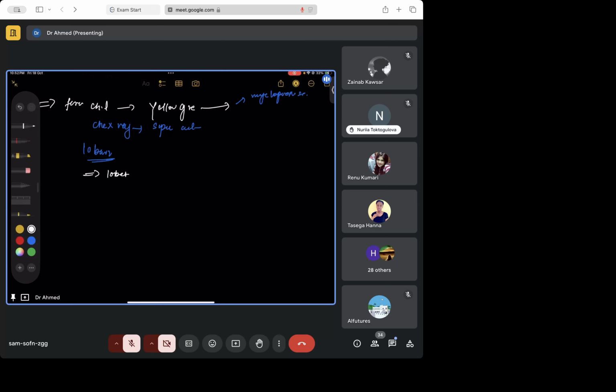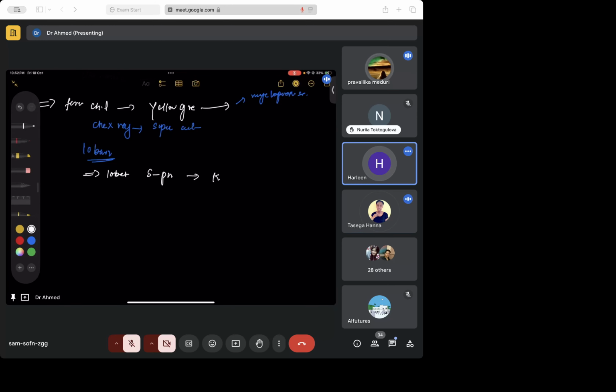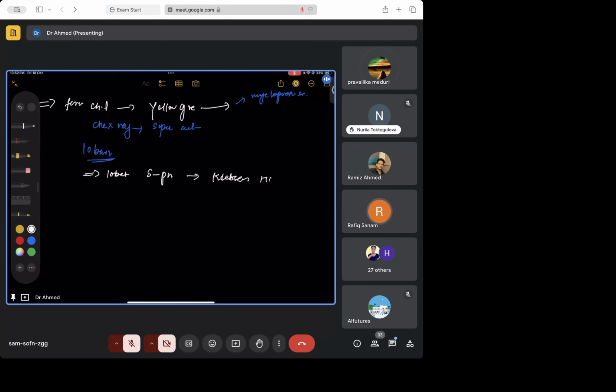Can you just tell me the bugs associated with lobar pneumonia? Most common: Streptococcus pneumoniae. Another, Staph aureus, Klebsiella, Haemophilus influenzae. Okay, so basically we are going to see certain phases of lobar pneumonia.